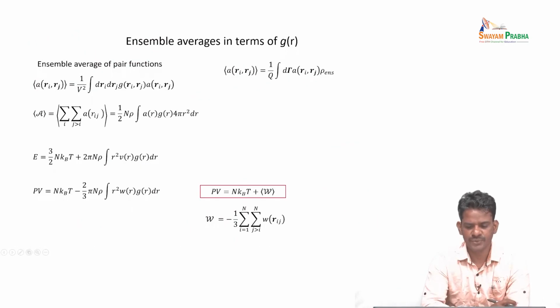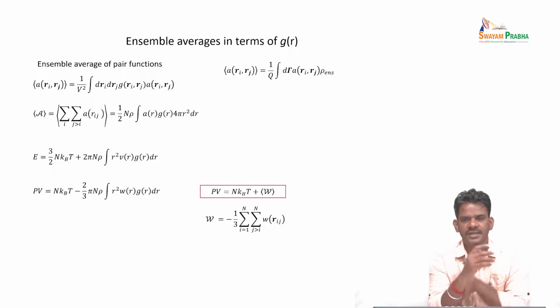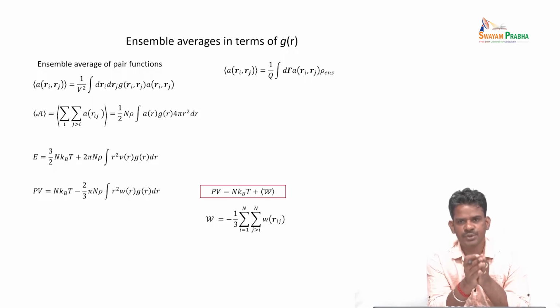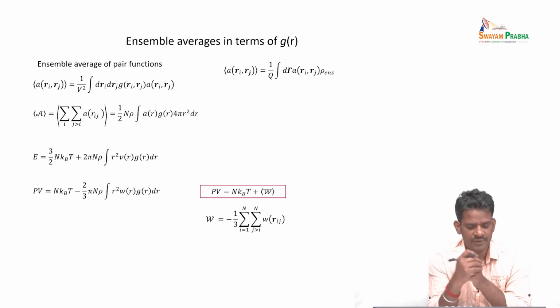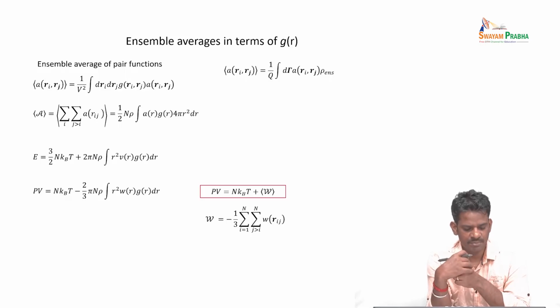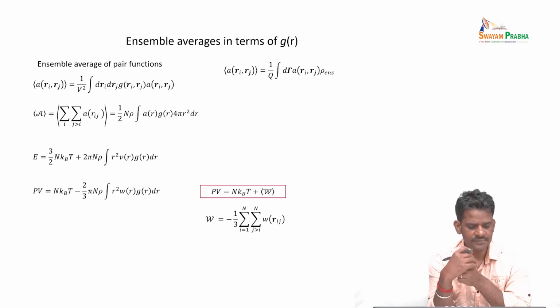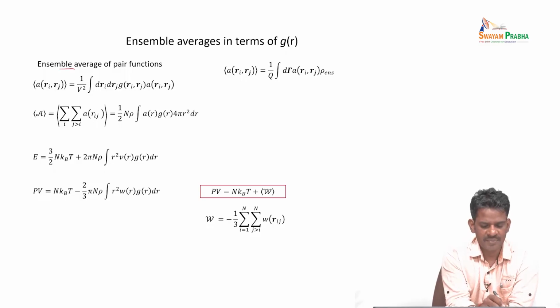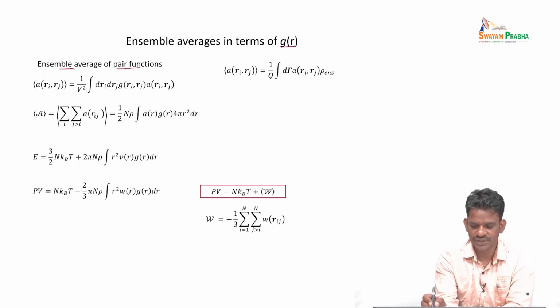Another important use for g of r is that it gives us the distribution of pair distances. We already know that many of the thermodynamic properties are given by pair interactions. So, it might be possible then to write the ensemble average of pair functions using g of r.